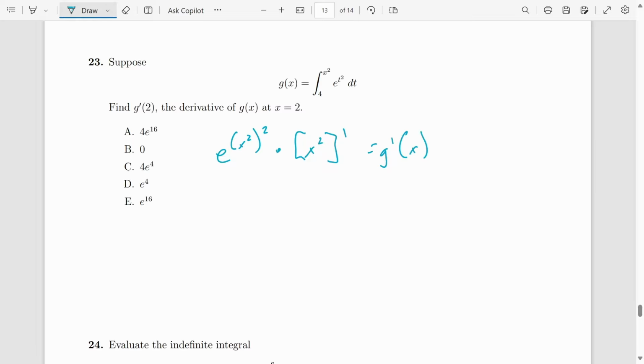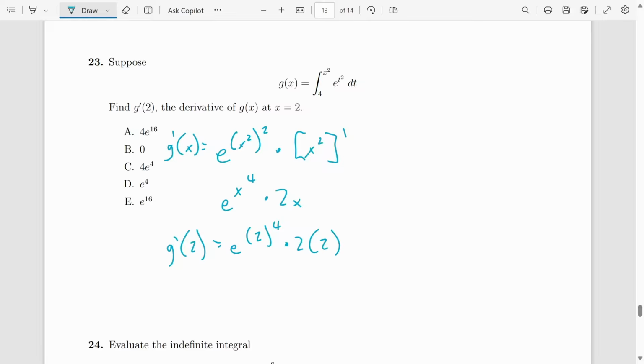So let's go ahead and find out what that is. So this is going to be e to the x to the 4th times 2x. So that's what that's going to be. Now, okay, if this is g prime of x, then g prime of 2 equals e to the 2 to the 4th times 2 times 2. This is equal to 4 times e to the 2 to the 4th, which is 16, which is A.